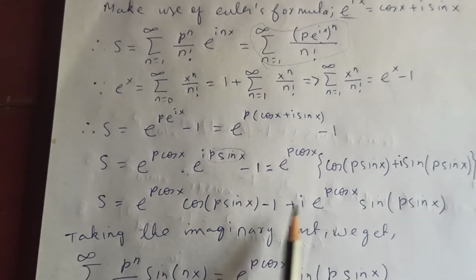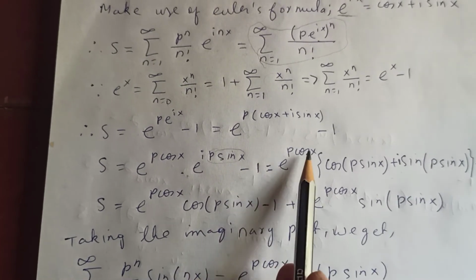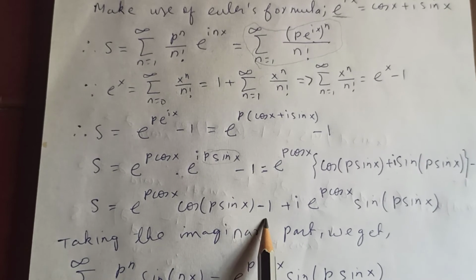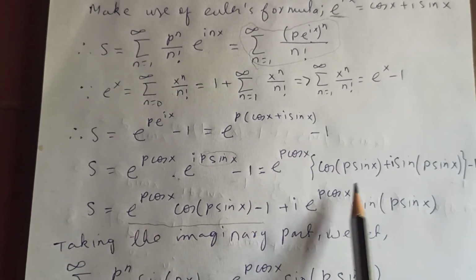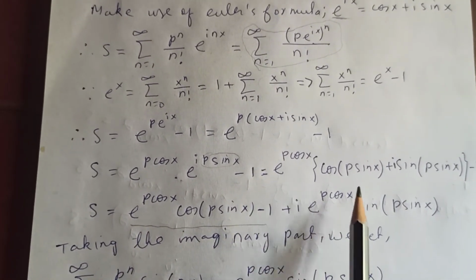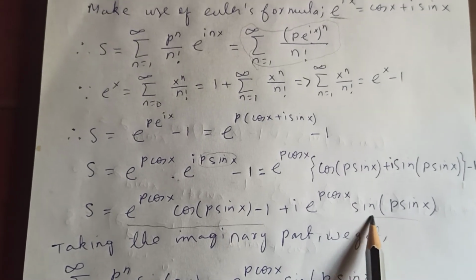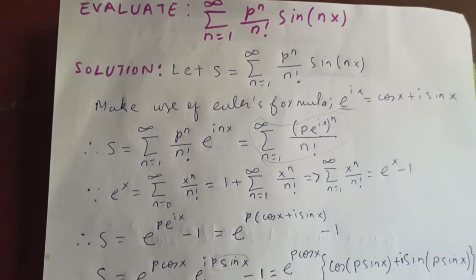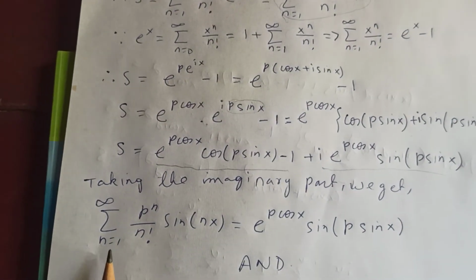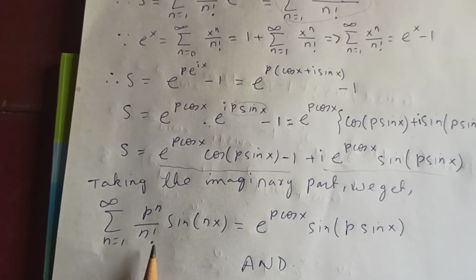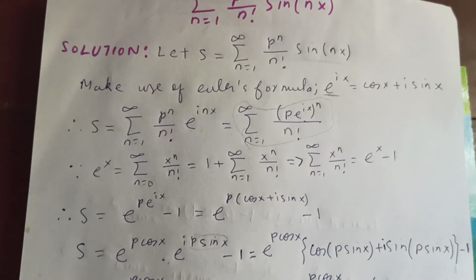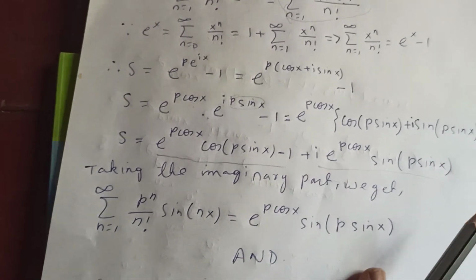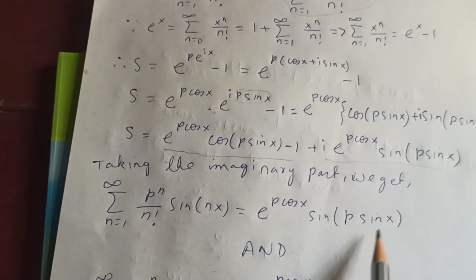So S is equal to, now multiplying them, e to the p cos x cos of p sin x minus 1, this is the real part, and plus i e to the p cos x sin of p sin x, this is the imaginary part. So we get our summation. Our sum from n equal to 1 to infinity p to the n upon n factorial sin nx is nothing but our imaginary part, which is e to the p cos x sin of p sin x.